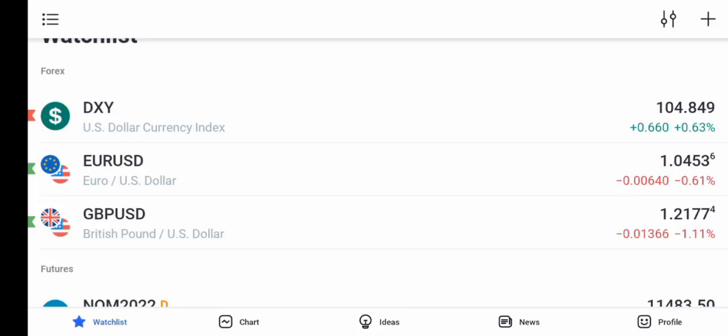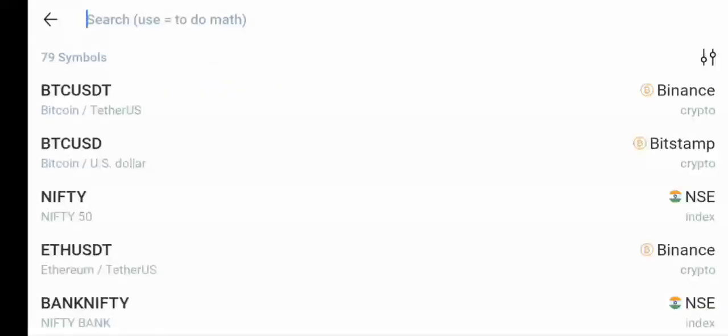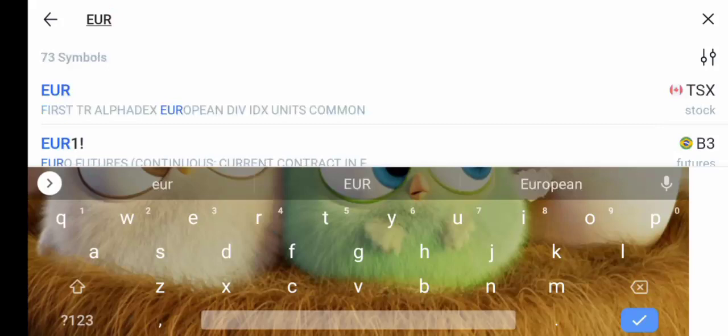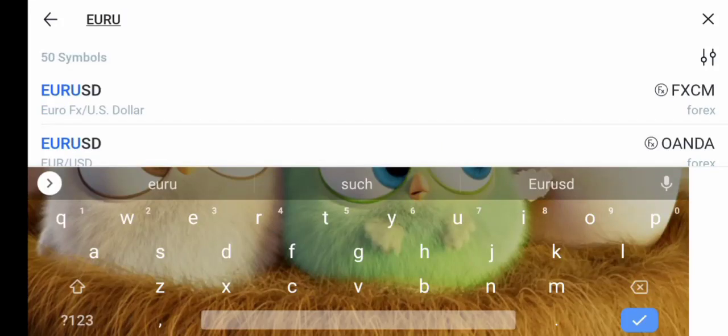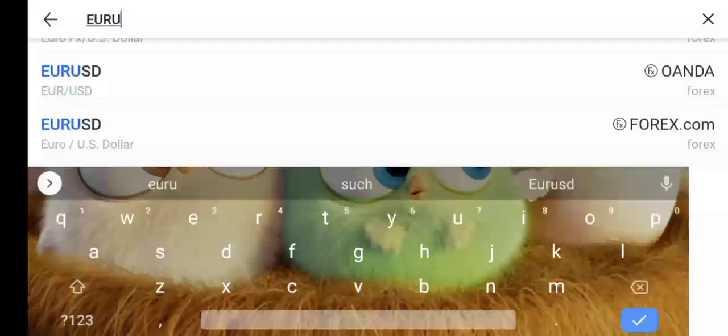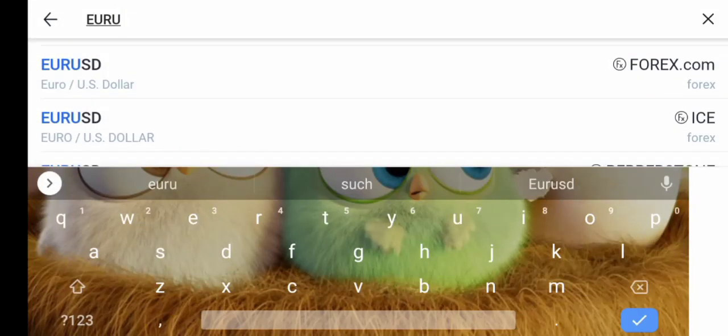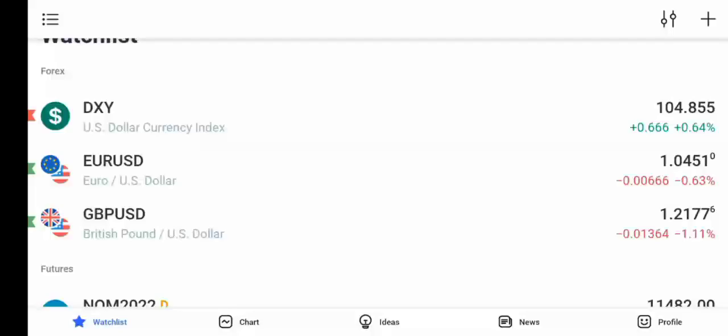The euro, also choose that one with FOREX. Let me type that. Euro USD. It's not coming. With forex.com. That one, the first one. Forex.com. It must have that. So that's the dollar index and that's the euro that we shall be using.